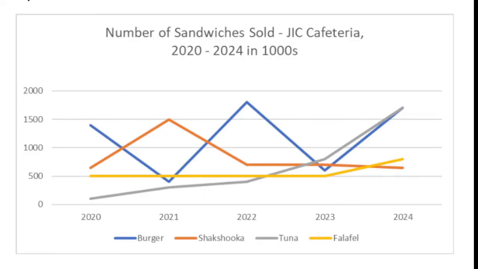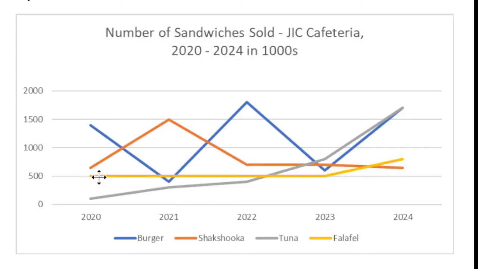Now, very quickly, we look at the main ups and the main downs and whether they remain the same. Here we can see burger sales fall, they rise, they fall, they rise. There's up and there's down. The same can be said for shakshuka. Shakshuka is up and down. But here it stays the same.